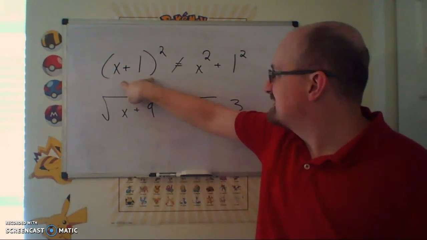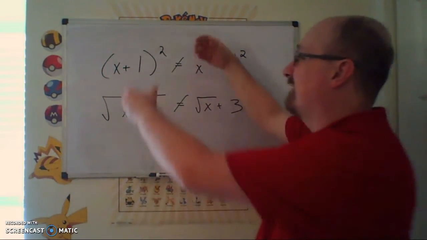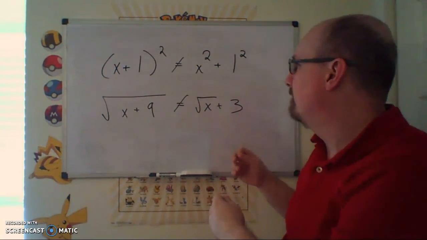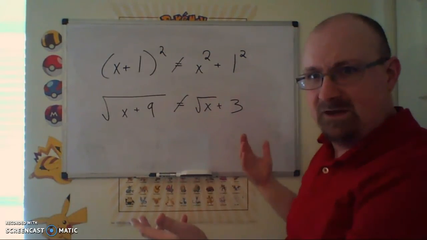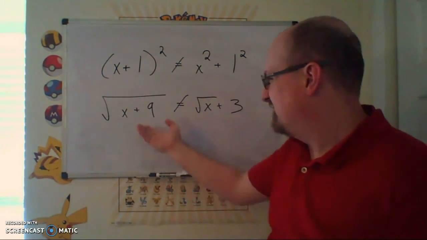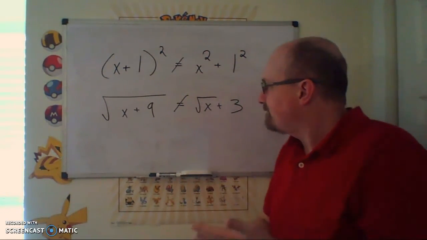For what it's worth, in this instance, you could technically write an x plus 1 times an x plus 1, so you've got two copies, and then you use the FOIL algorithm or however you want to multiply it out, and you get something. That's fine. There's not really much else you can do with it. You kind of just have to leave it as square root of x plus 9.